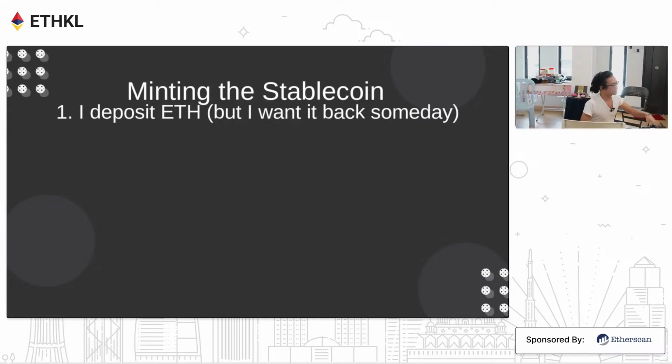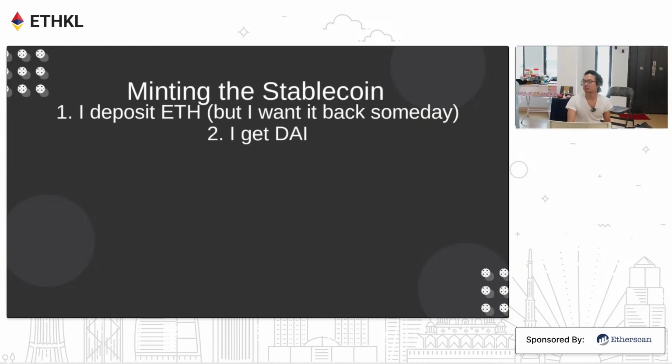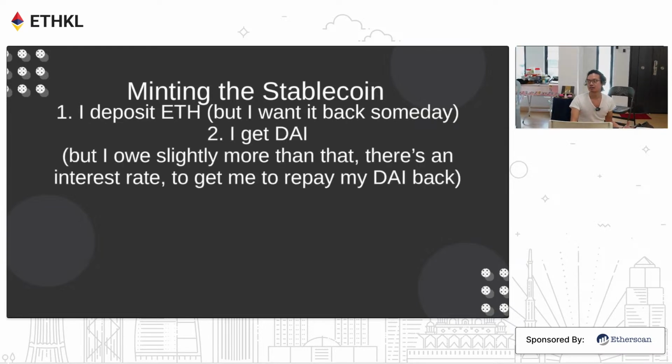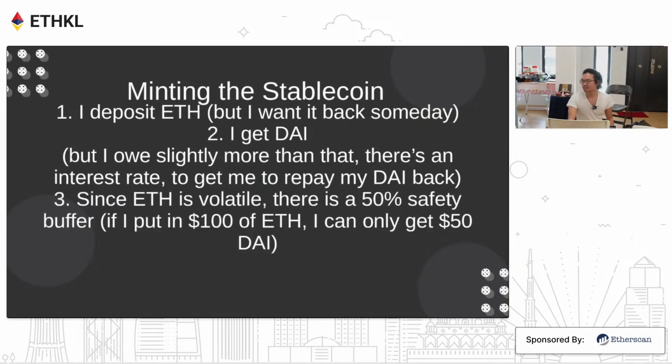So I put ETH into the smart contract, but I want it back someday. I get DAI, but I have to repay slightly more than that because there's an interest rate, because the humans, the Maker people, have to make money. They have to pay themselves. And since ETH is volatile, there's a 50% safety buffer. Obviously, I got the numbers wrong here because that's a 200% safety buffer that I put up there. But actually, as he said, it's 150%.